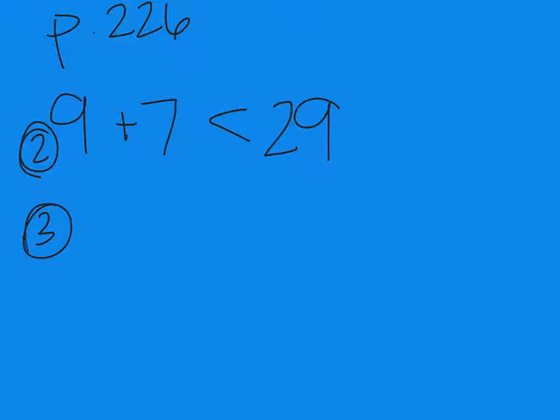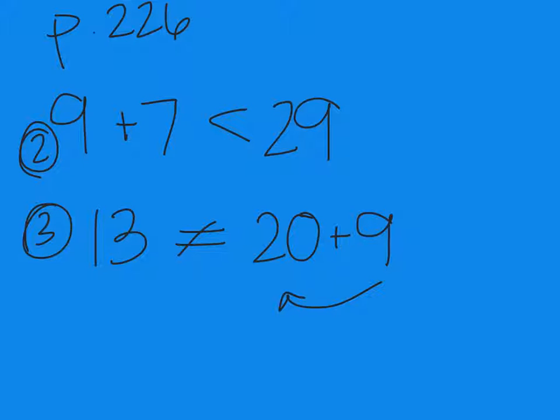Number 3 says 13 is not equal to 9 more than 20. So 13, if I'm saying not equal, I'm going to write my equal sign and draw a line through it like that. That represents not equal. And then it says 9 more than 20. So I'm going to start with 20, add 9 more. Now really, we know, because we talked about our properties of addition, it doesn't matter if I add 9 plus 20, but the way it's worded says 9 more than 20, not 20 more than 9, so that's why we write it in this particular order.